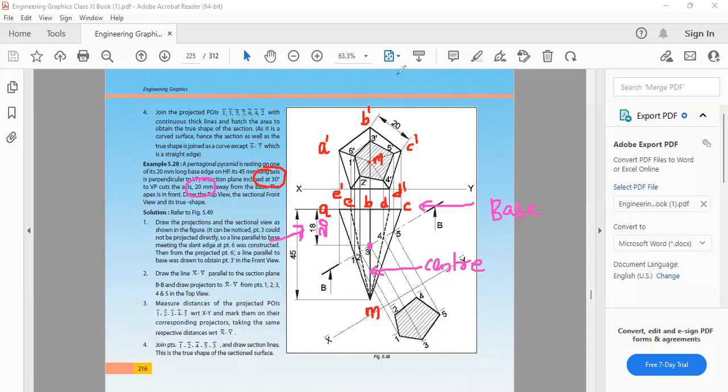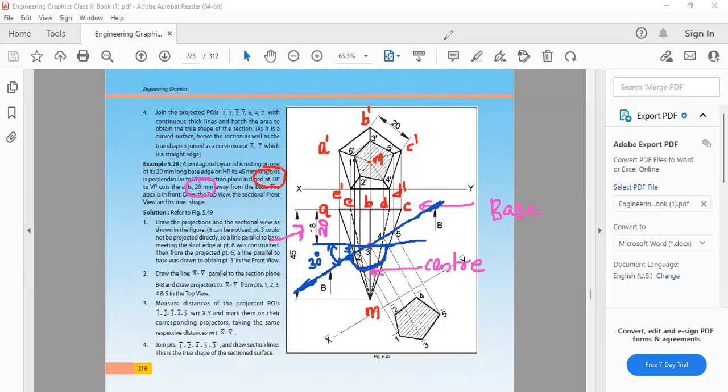Then this is my point. Through this point, draw a line parallel to the XY line. Then take this angle, 30 degrees. Place your protractor like this. 10, 20, 30, mark. Then draw a chain line with the ends thick, not a straight continuous line.